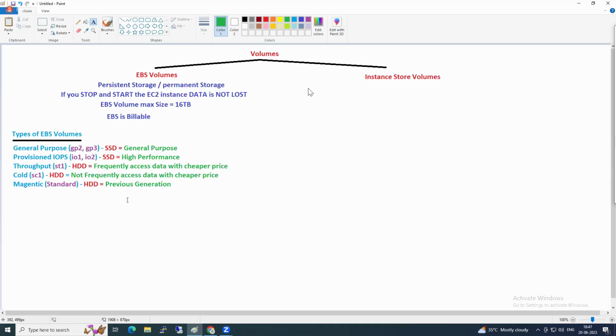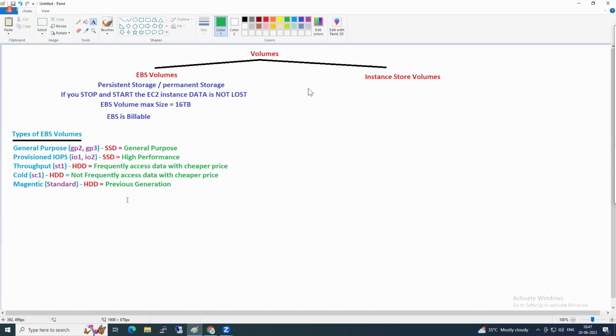Right? Okay, now I want to launch one EC2 instance. I don't have a specific requirement. Which one do you choose? General purpose. Either you go for GP2, or you can go with GP3. The difference between both of them is that GP3 is a little bit higher in performance.